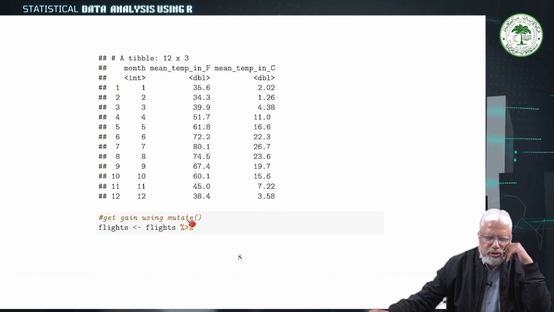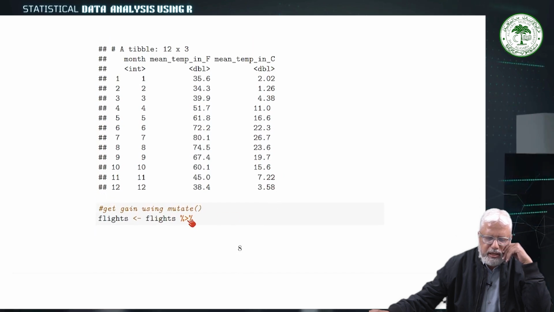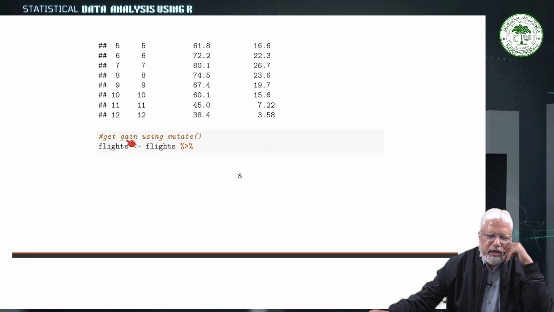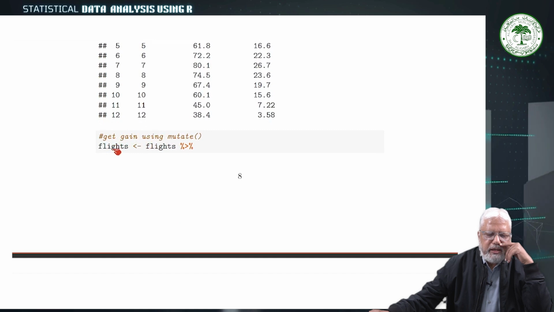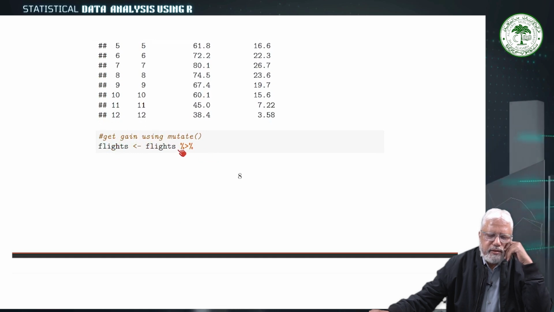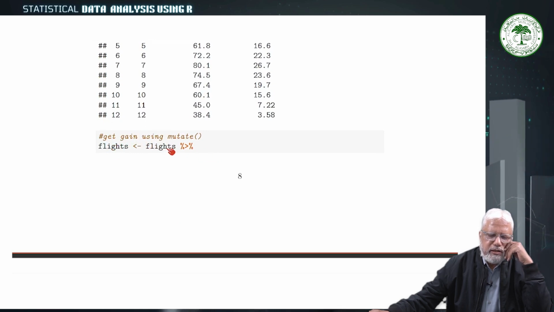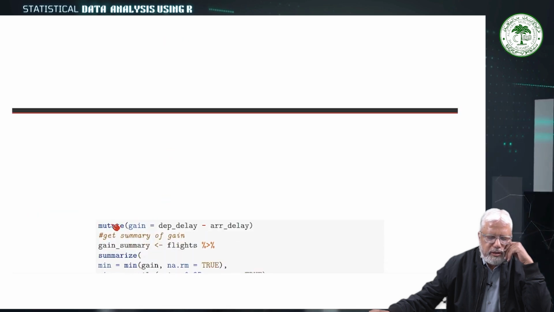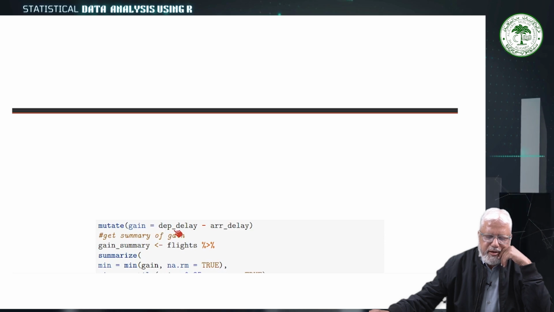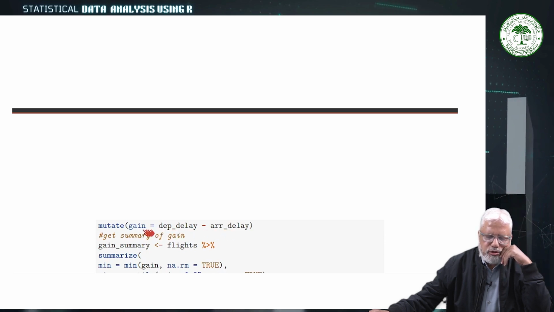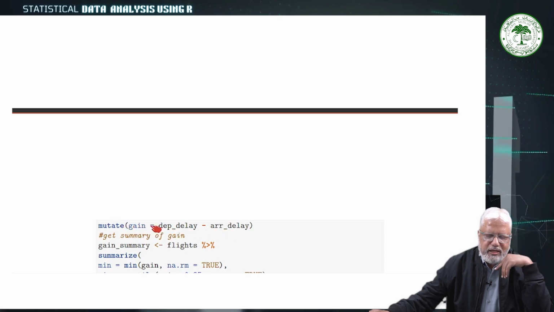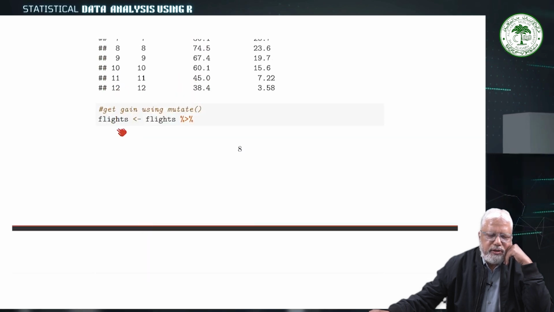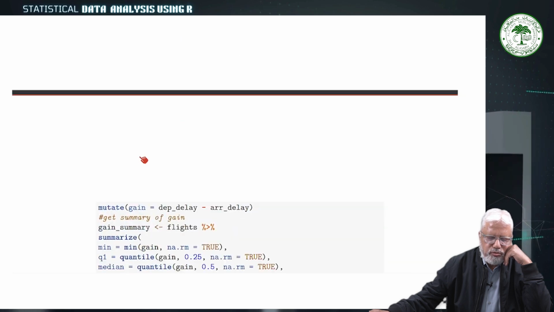Gain, again using mutate. Flights is equal to flights, mutate gain. See, the gain variable is being defined and it is a part of flights. Here we are taking the variables from here, that is mutate gain is equal to departure delay minus arrival delay. So this is known as gain. This new variable has been defined and it will be added into the flights.